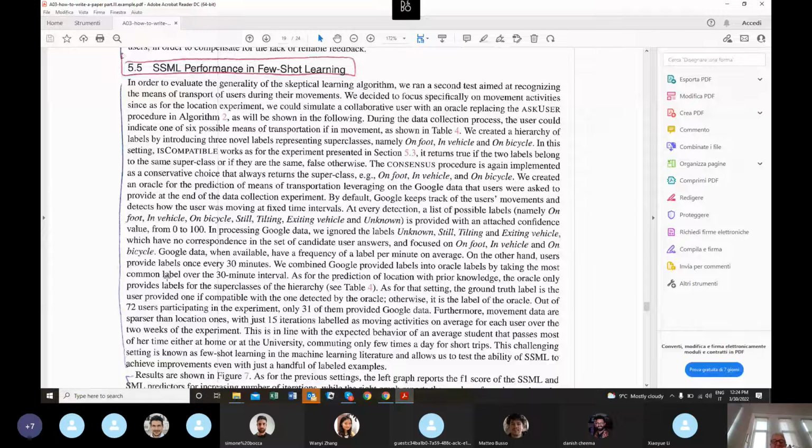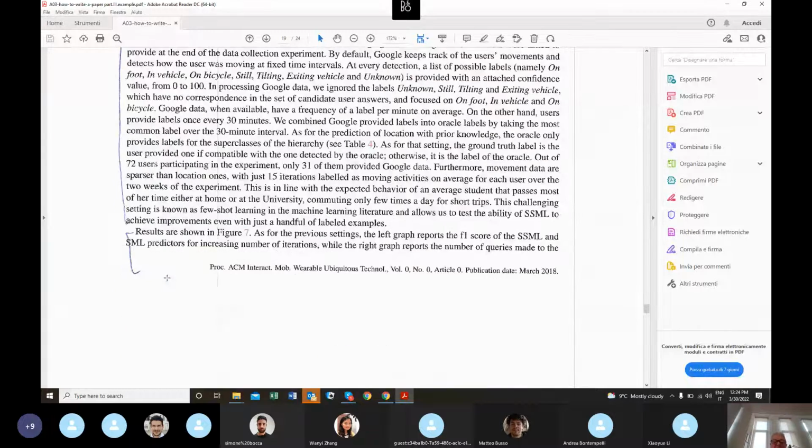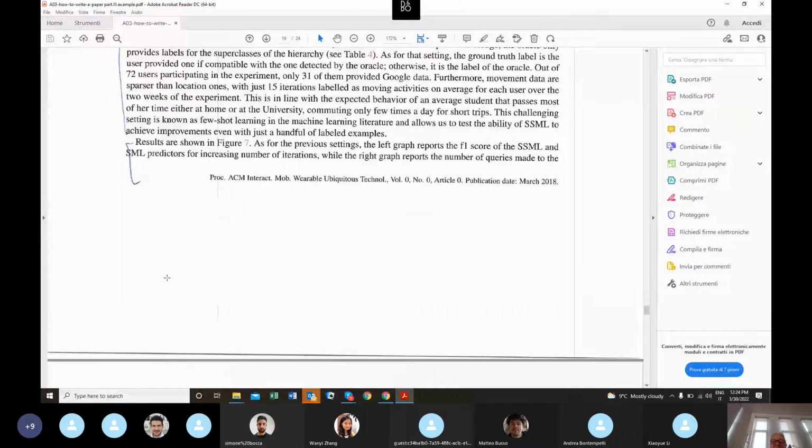Right, so section number 5, we want to do something interesting. So we have a long paragraph. In order to evaluate the generality, we explain why we do this. We explain the motivation for doing this. And then, of course, we do what?